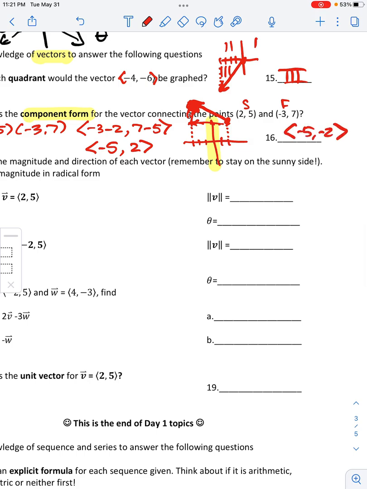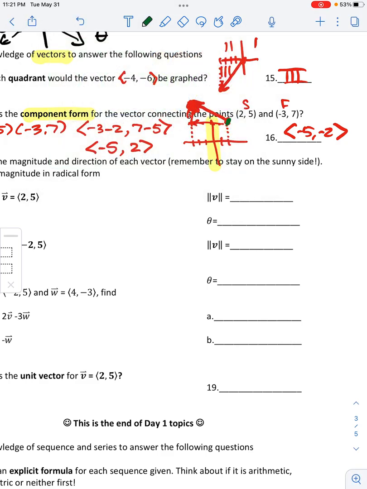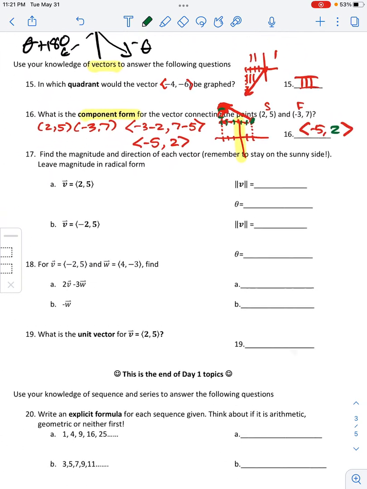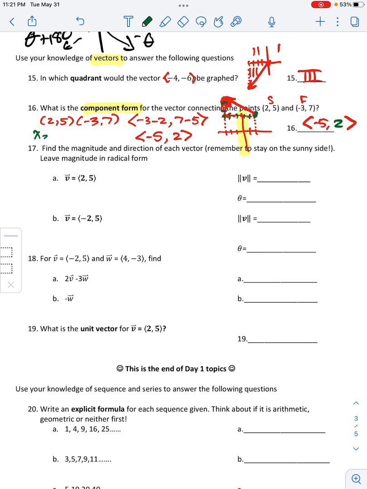And what that's telling me is that from the starting point, I should go 5 to the left, 1, 2, 3, 4, 5, and then, oops, I copied that as a negative 2 when it wasn't. And then up 2, which seems about right based on the sketch. So I'm pretty happy with that. So really here what I did was I did x2 minus x1 for the x component, and I did y2 minus y1. So it's kind of similar to slope, just in terms of that part.